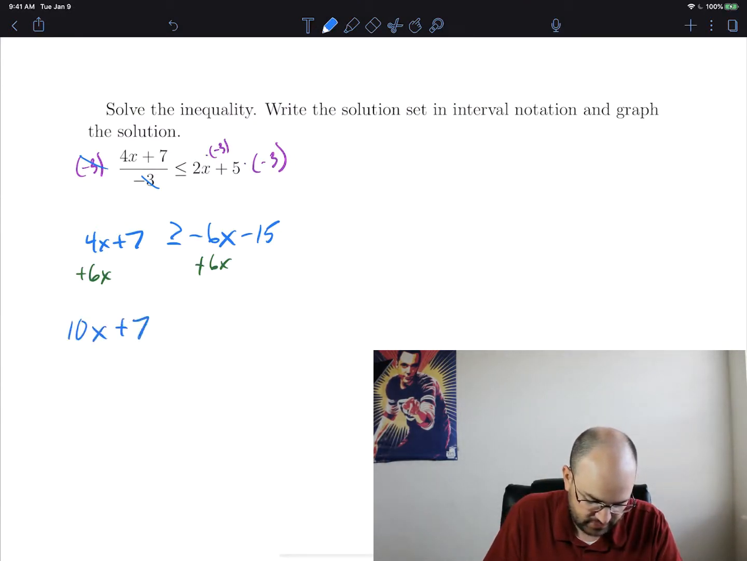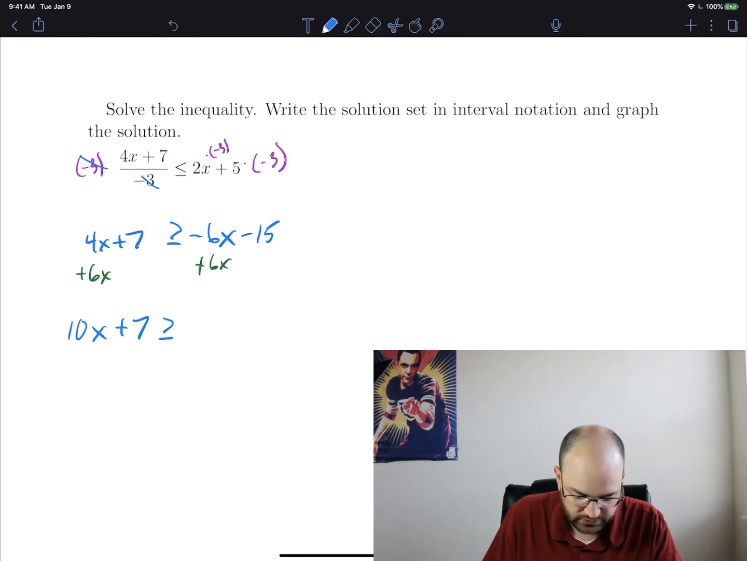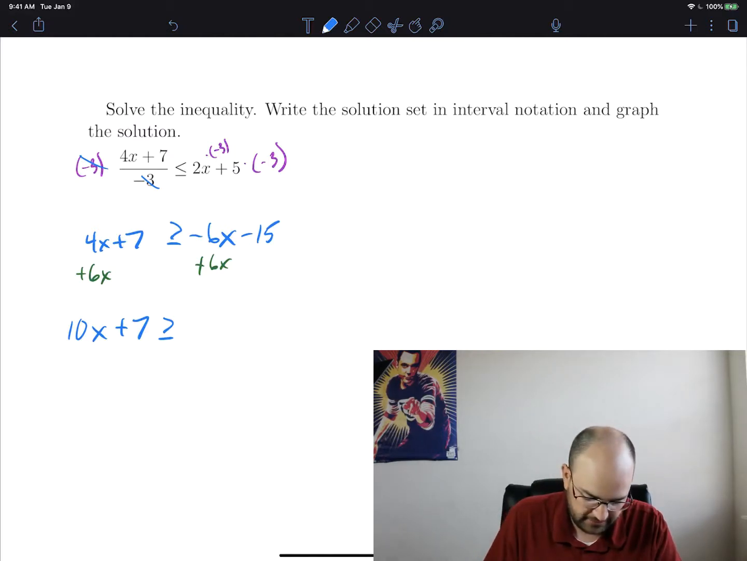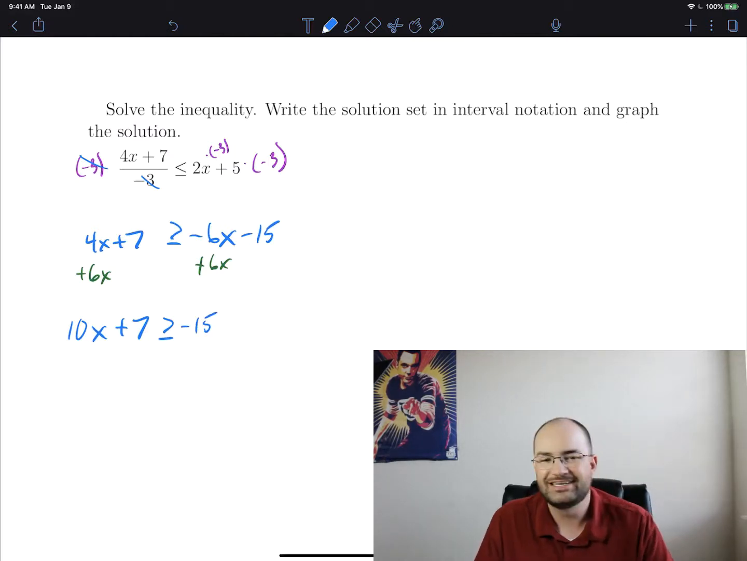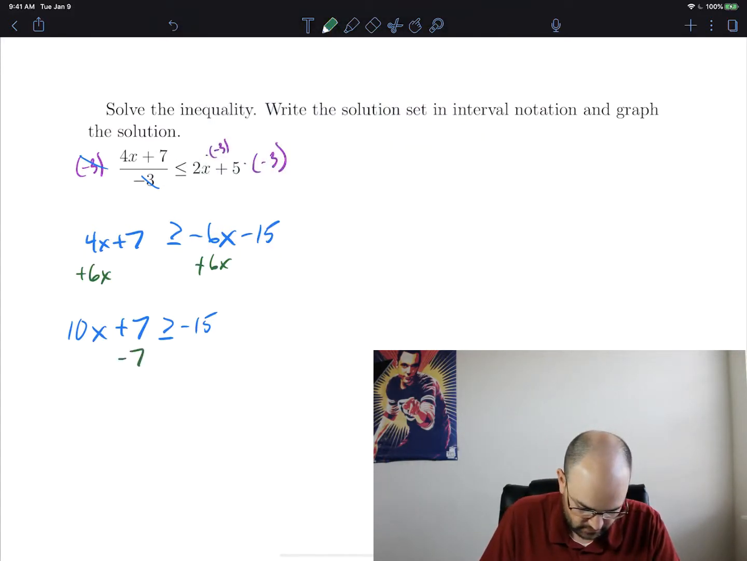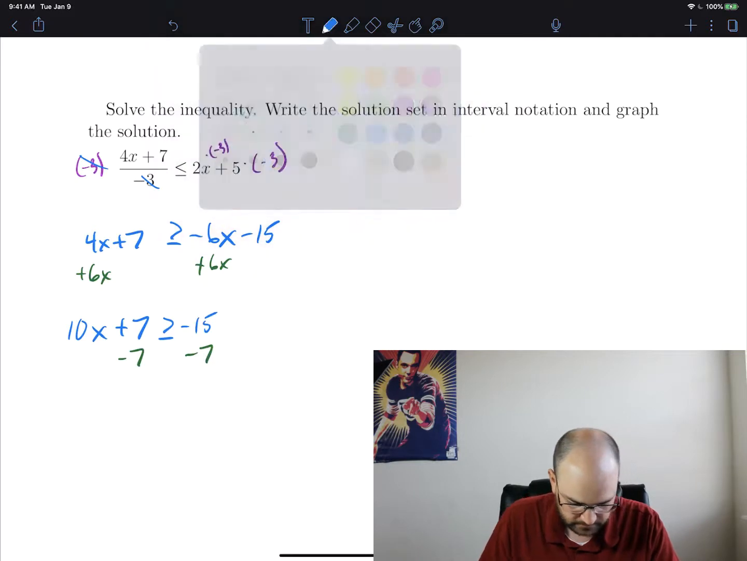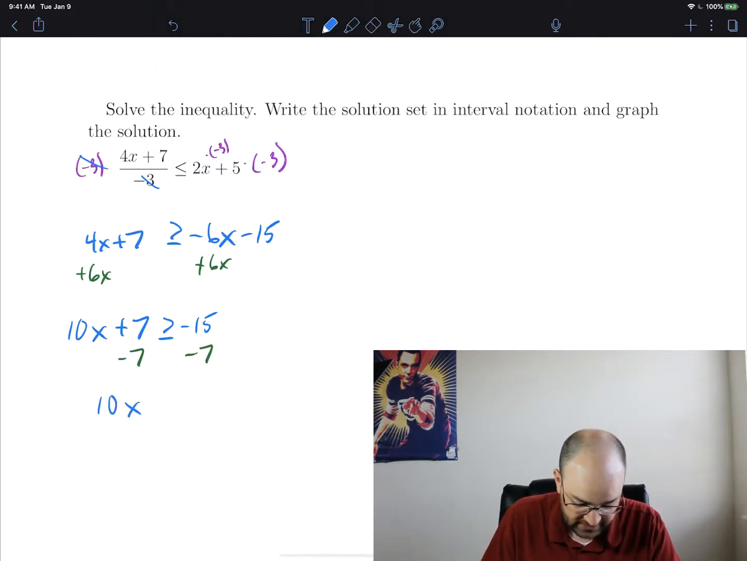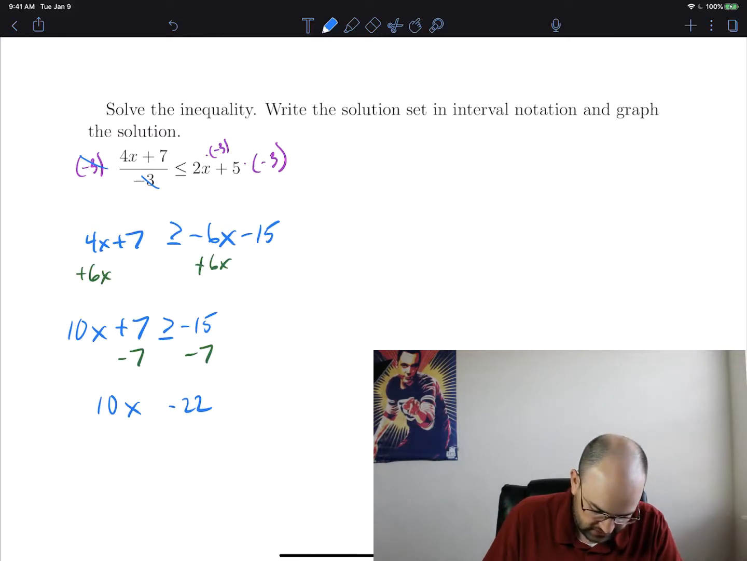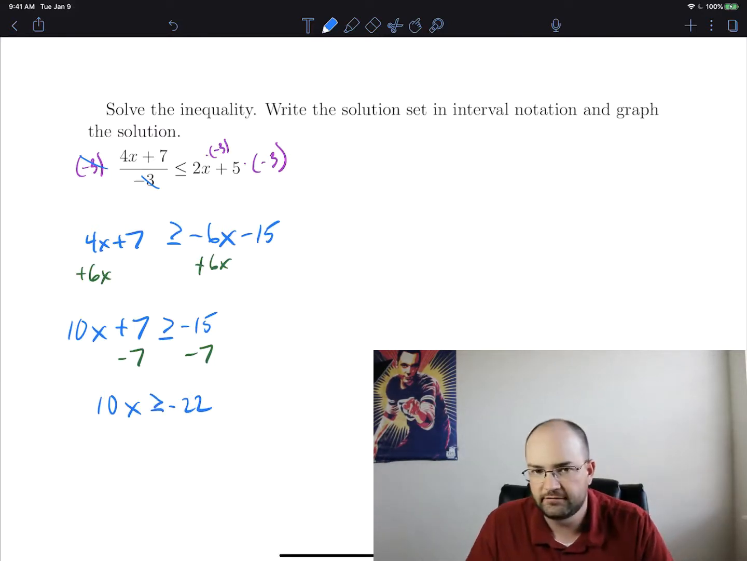So we have 10x + 7 is greater than or equal to, notice that the -6x and the +6x cancel each other. They're gone. We're left with just -15 on the right-hand side, which means now I need to subtract 7 from both sides, leaving me with 10x to the left, -22 to the right, and ask yourself, do you flip the arrow? No, you don't. Because we just added or subtracted, we didn't multiply or divide by a negative.